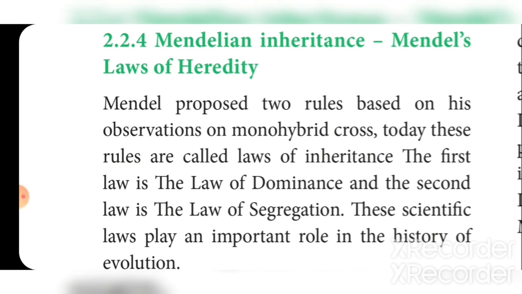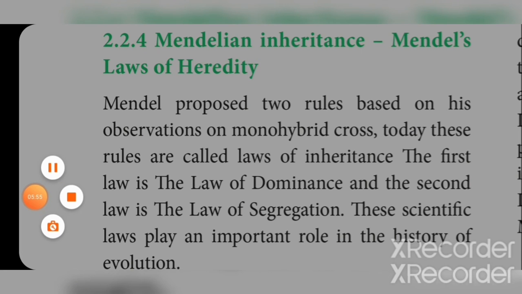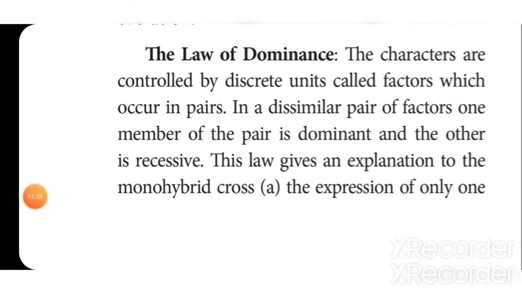These scientific laws play an important role in the history of evolution. So Mendel proposed two rules based on his observation on monohybrid cross. These rules are nowadays called laws of inheritance. The first law is known as the law of dominance, and the second law is known as the law of segregation. Now we are going to deal with the first law, the law of dominance.